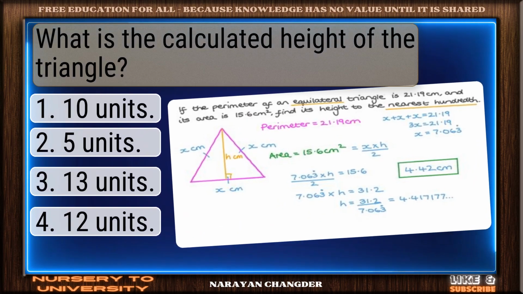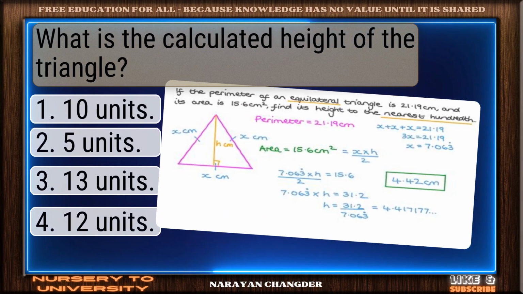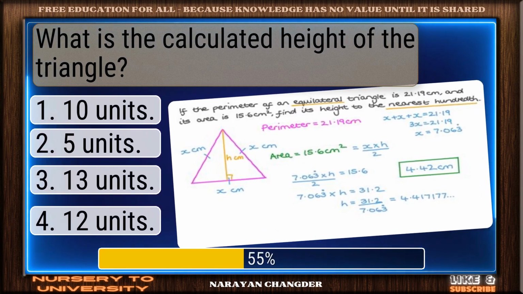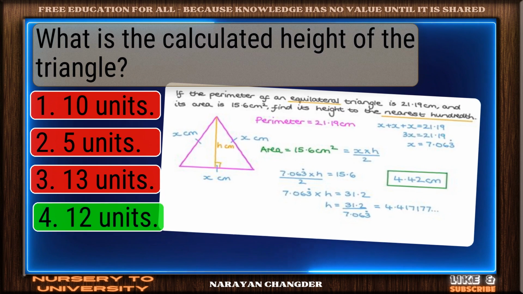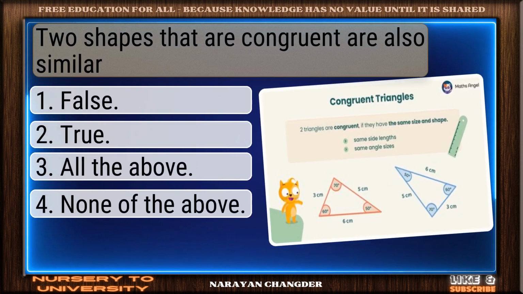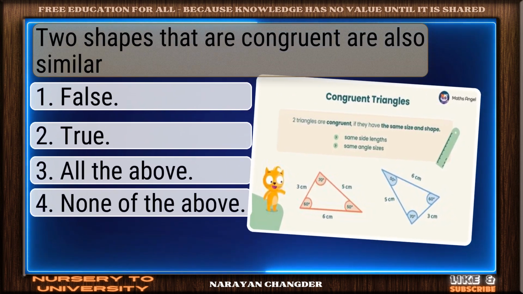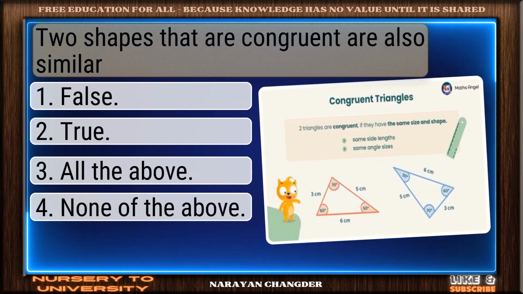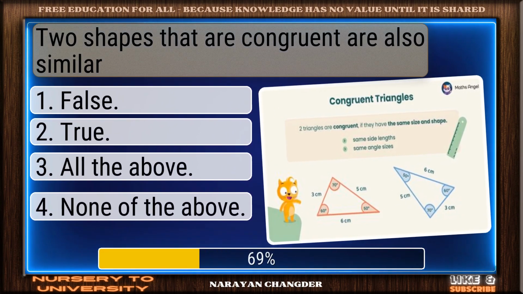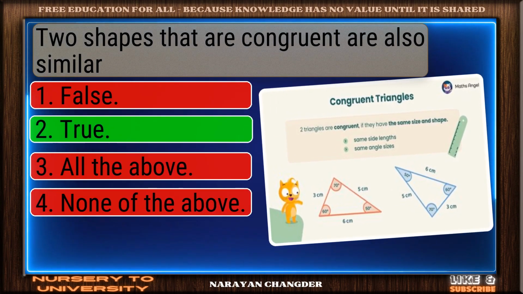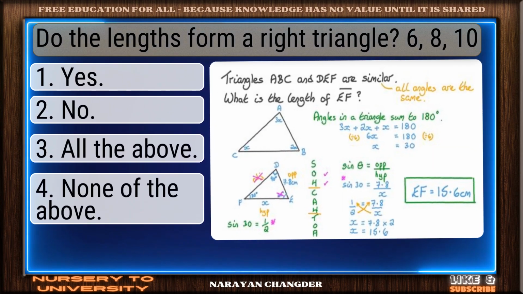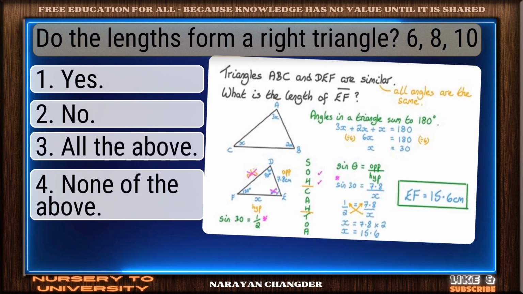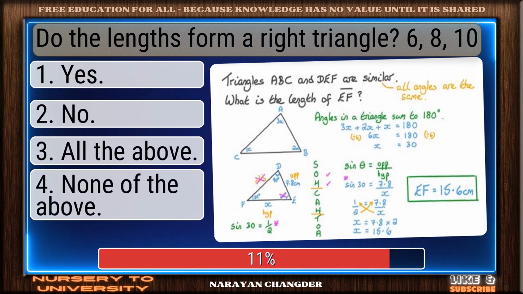Question number 156. What is the calculated height of the triangle? Perfect. 212 units is the correct choice. Question number 157. 2 shapes that are congruent are also similar. On track. True is the correct answer. Question number 158. Do the lengths form a right triangle? 6, 8, 10.